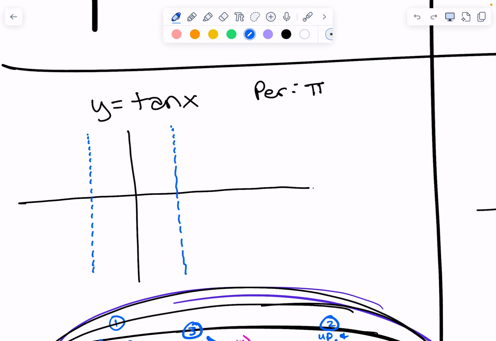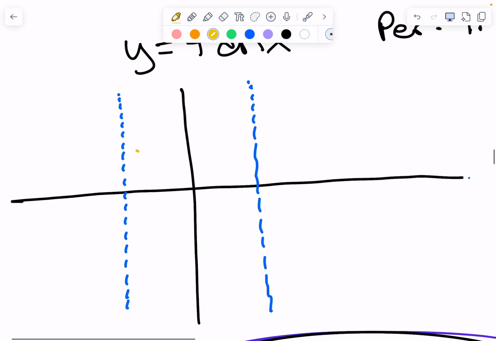Now, here's my question to you. If tangent's period is pi, that means there's pi between here and here, right? If there's pi units between there and there, where is this mark at and where is this mark at? Yeah, a half a pi on the left and a half a pi on the right. So pi over 2 would be here, and negative pi over 2 would be here. Those are where the vertical asymptotes are, where 0 lives in the middle. Does that make any sense? If pi is the distance, it's a half a pi on one side and a half a pi on the other side. Got it? Okay, that makes sense.